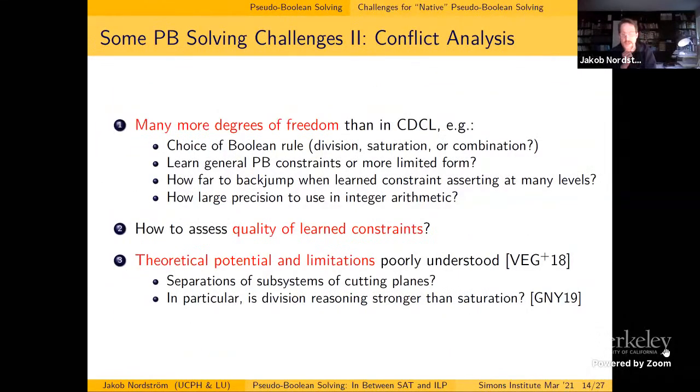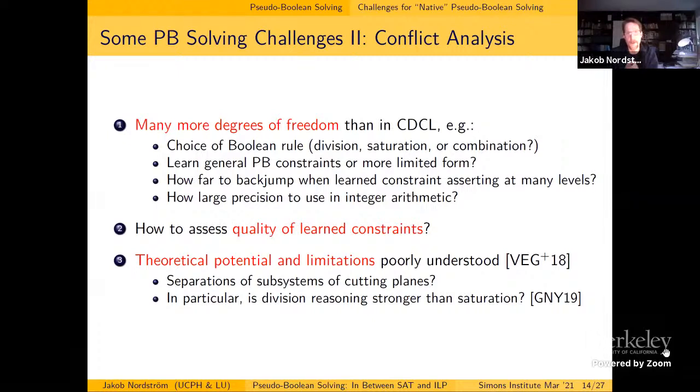Another interesting question is that when you're doing this conflict analysis on pseudo-Boolean constraints, many degrees of freedom arise. Going into details would take a lot of time, so I have to refer you to the tutorial. But there are a lot of choices that you just didn't have before in CDCL, but with pseudo-Boolean constraints you do.